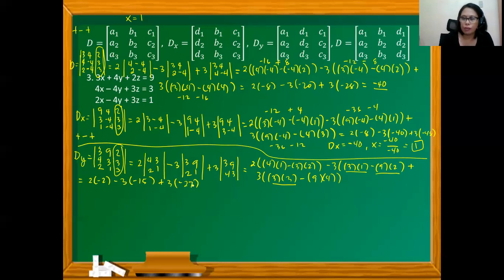So we have 2 times negative 2 minus 3 times negative 15 plus 3 times negative 27. We have negative 40. Since d sub y is negative 40, y is equal to negative 40 over negative 40. So y equals 1.